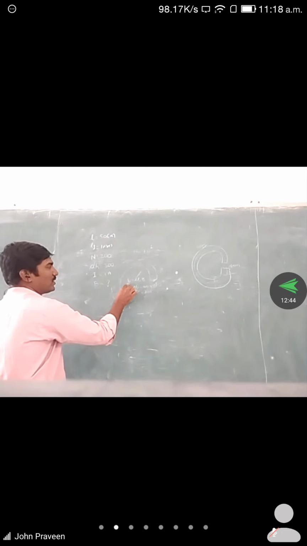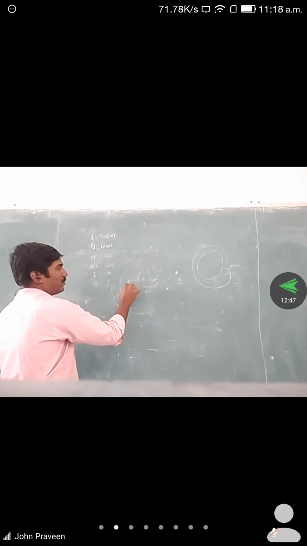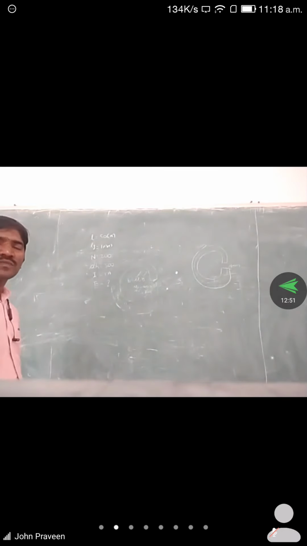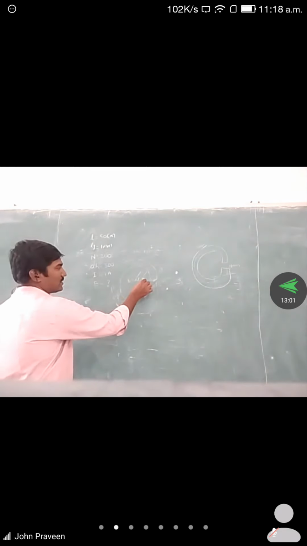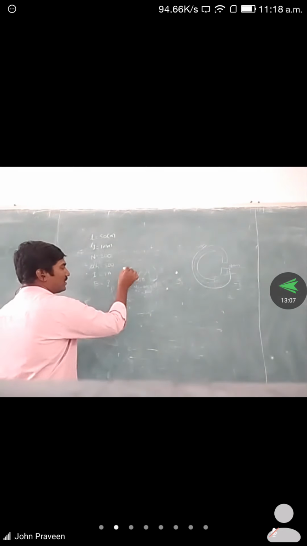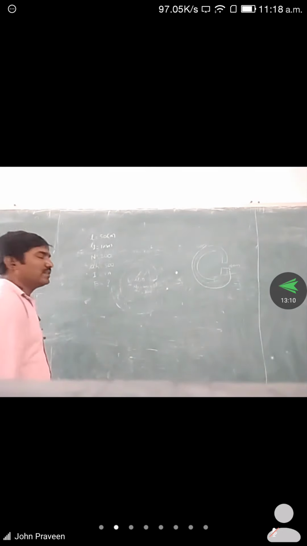So we want to find out only the flux density, B value. For that reason we want to find out the H value. Already we know the formula for H. So what is the formula we are using? H is equal to B by mu. With the help of this formula, we want to calculate the thing.